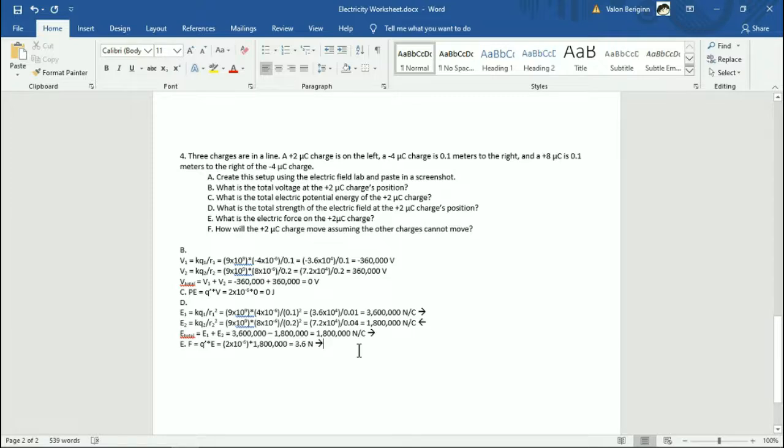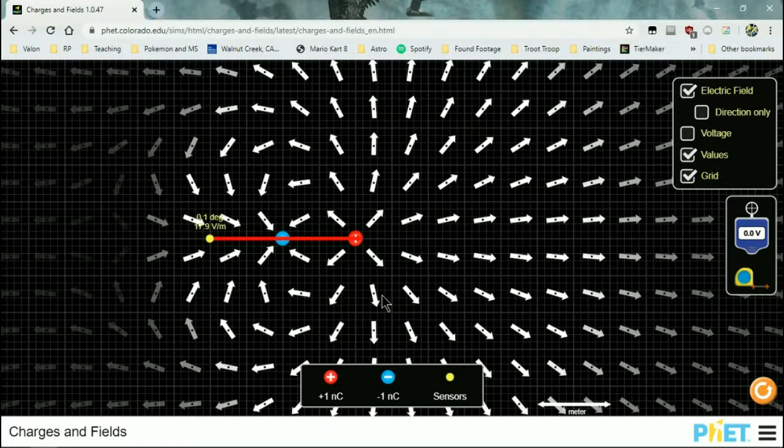How will the plus 2 charge move, assuming the other charges cannot move? Well, the initial thing to say would just be, well, it moves to the right. But let's actually think about this for a little bit. It's going to follow the force, right? So it's going to come inward. It's going to feel a force. It's going to get pushed in. And how forces work is that it's an acceleration. So it's not like once the force changes direction here, it's going to immediately turn around.